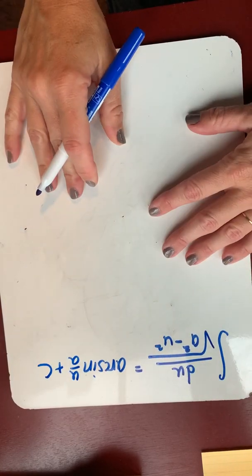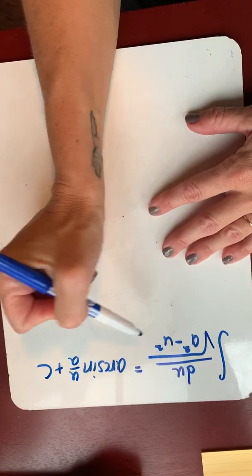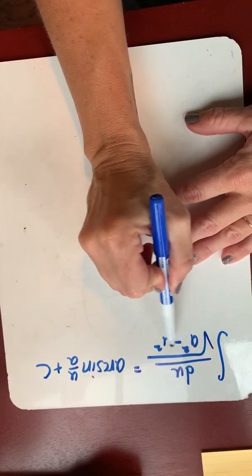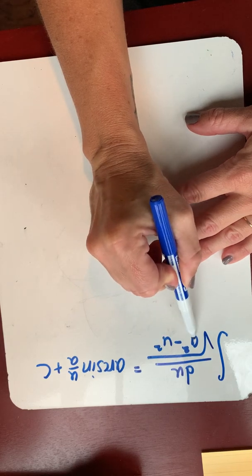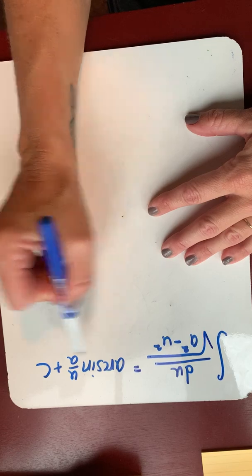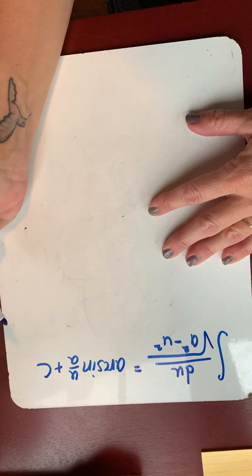So we have a formula. When I see this kind of integral, a squared minus u squared. So instead of just 1 minus x squared, there might be more than that. A might be something that's not 1. U might not just be x. This is the formula I'm going to use.